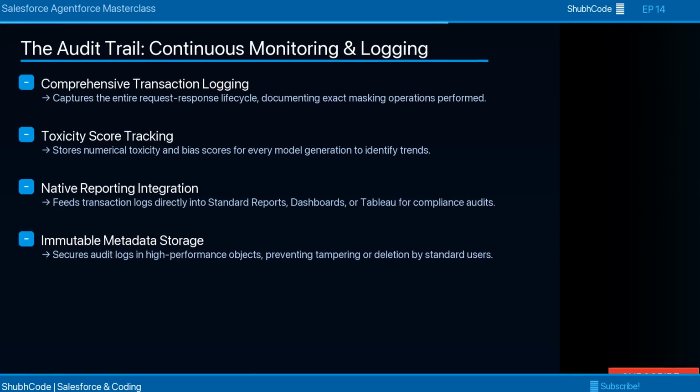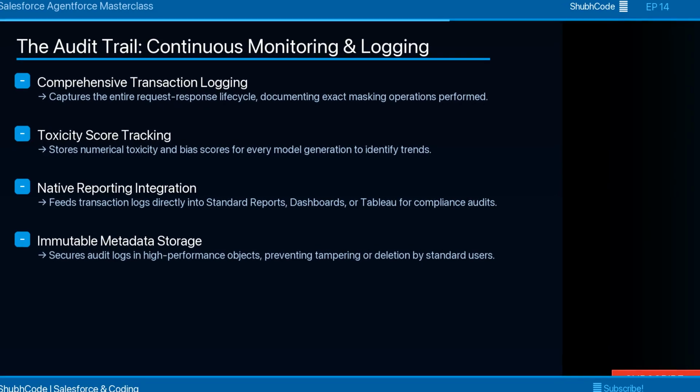In a regulated industry, if you cannot audit your AI, you cannot deploy it. Salesforce built the Einstein Trust Layer audit trail specifically to solve this visibility challenge. Every single interaction, the raw prompt, the masked prompt, the LLM response, the toxicity scores, and the demasked output, is logged securely into a native Salesforce data object. Compliance officers can build standard Salesforce reports and dashboards to track exactly what data was masked, analyze average toxicity scores, and verify that your autonomous agents are behaving safely and ethically across your entire organization.